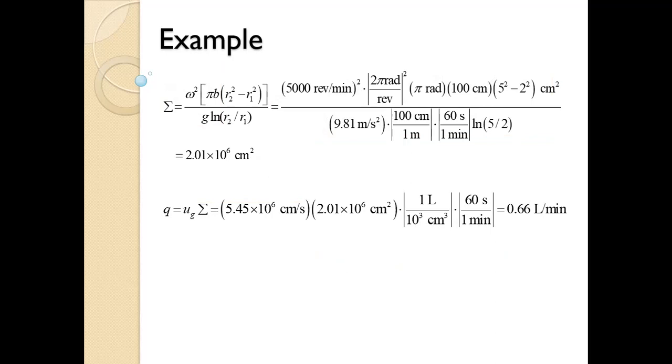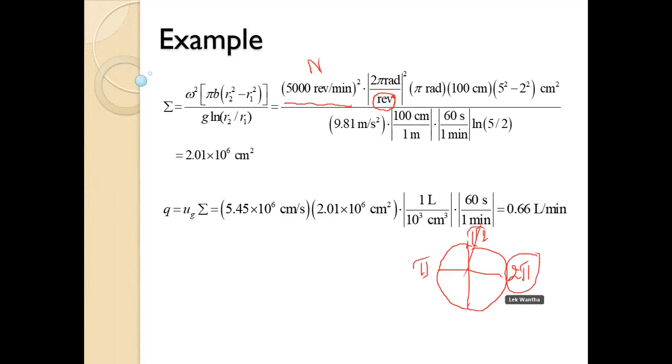Then you calculate the sigma factor. You know omega, but you have to convert omega in terms of revolutions per minute, this is n. One revolution equals 2 pi radians. One round is 2 pi radians. This is the omega.